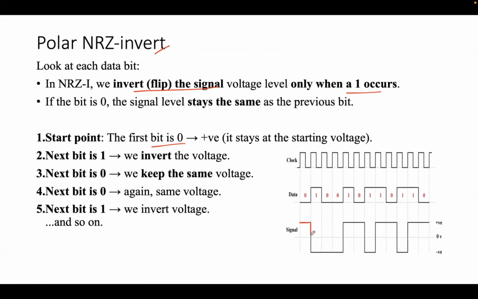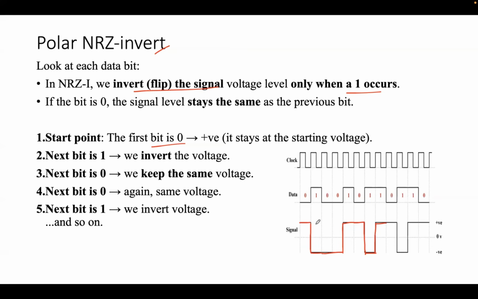So there should be a flip in the 1. It should move to negative, and 0 means it remains in the same voltage level until we get the next one. So when we got this next one, again move to positive voltage, and when we get 0, remain in the same voltage until we get the next one. So when we got this next one, you need to invert and move the signal to negative. And after that, for the second one, it should be positive.